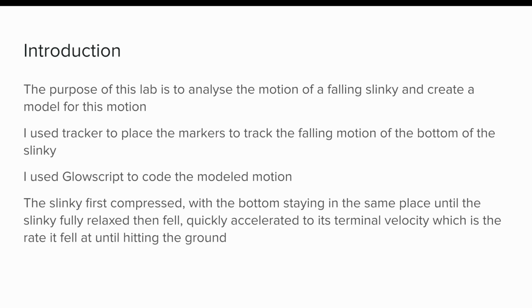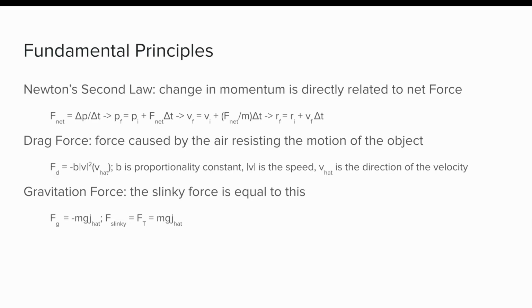For the code, I used GlowScript and modeled the motion. The result: the slinky first compressed, completely shrinking down to the smallest state it could before falling. So it stayed in the same place in the air before compressing, and then it accelerated, hitting terminal velocity and falling to the ground. Fundamental principles used: Newton's second law, where the change in momentum is directly related to the net force, with the equation.